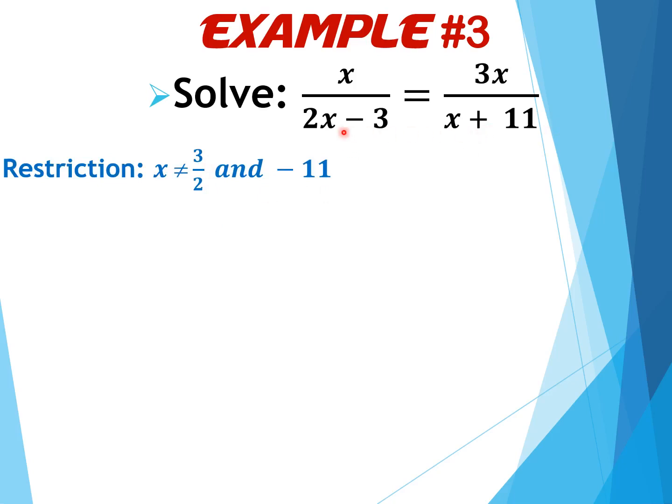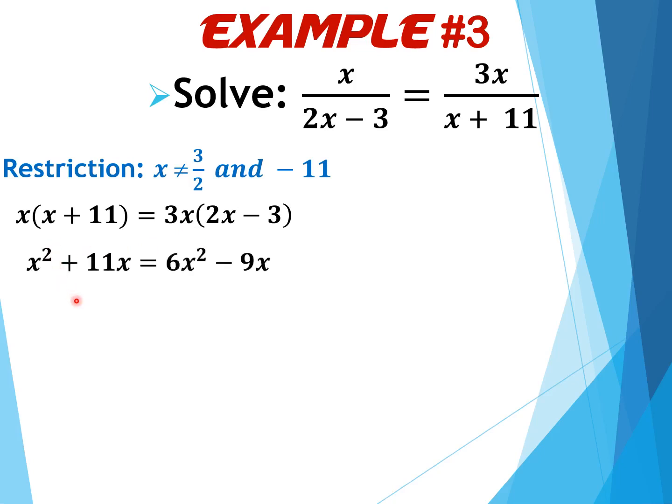And then we find the LCD. So the LCD will be these two, 2x minus 3 and x plus 11. Or, since there is only one rational expression to the left and to the right, we can do cross multiplication. So we do cross multiplication here, which is the same as multiplying the whole equation by 2x minus 3 and x plus 11. So cross multiply, we will have x times x plus 11 equals 3x times 2x minus 3. So this will give you x squared plus 11x and 6x squared minus 9x.